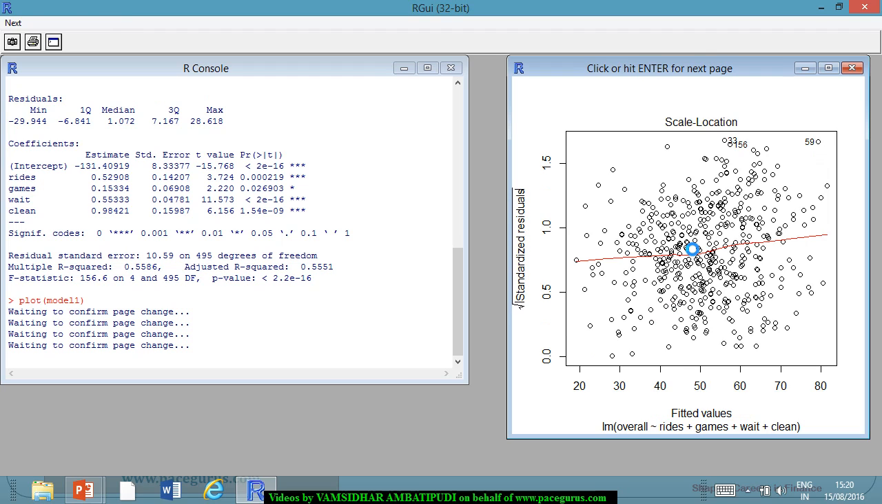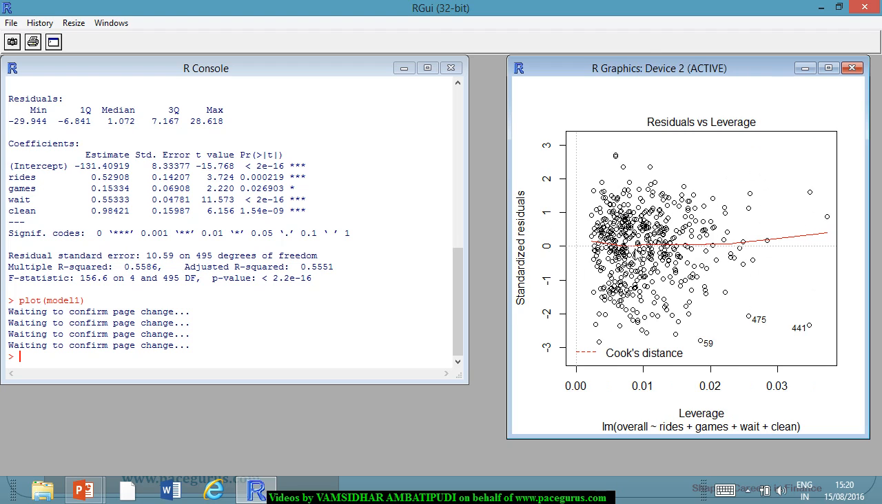Right, and you could also see here, in terms of the standardized residuals, they are more or less distributed without a pattern. So there is no conical or some such kind of pattern. So there is no evidence of non-linearity being present in this data.